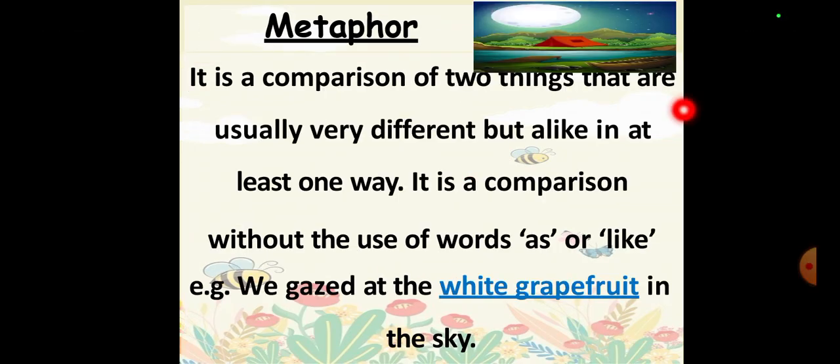Okay, metaphor. What's a metaphor? It's a comparison of two things that are usually very different but alike in at least one way. This is a comparison without the use of "as" or "like." What are they saying in this? The same thing: a comparison of two things that are not the same at all. But here we don't use "as" or "like." In a simile we use "as" or "like," but in a metaphor we don't.